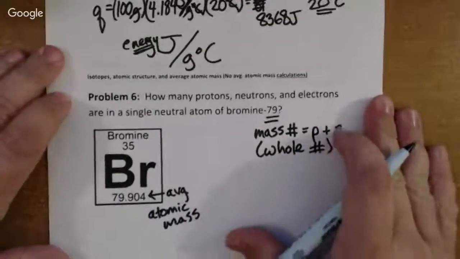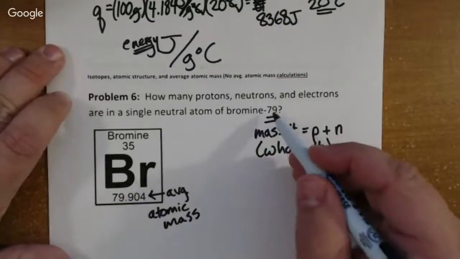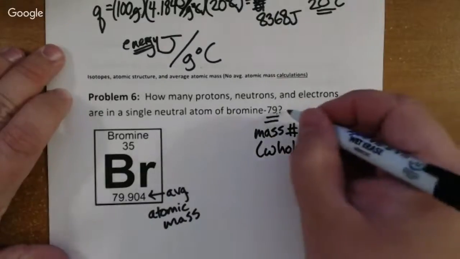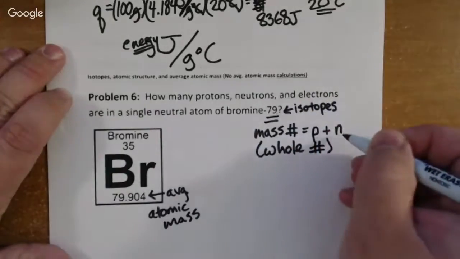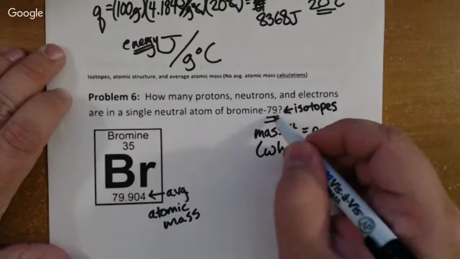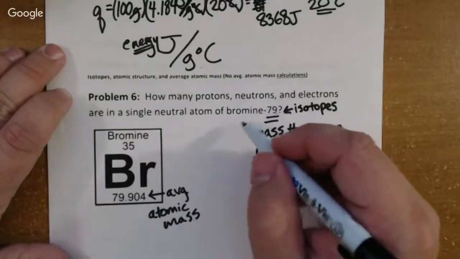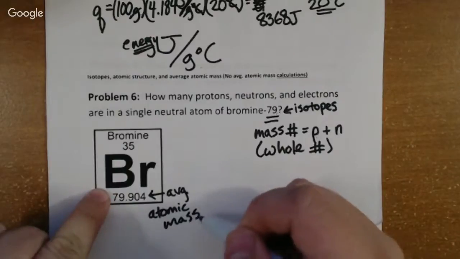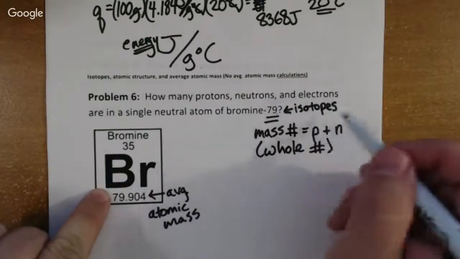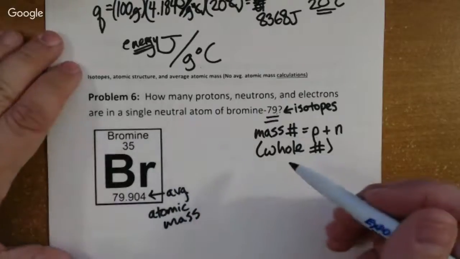Let's hop back up here for a minute. Bromine 79 is just one flavor of bromine. There's bromine 81. There are different isotopes of bromine, different mass numbers. If we take all the different types of bromine and we average their masses, that's where we get the average atomic mass. It's a weighted atomic average of all the different isotopes that gives us an idea of what your average bromine atom is going to weigh. So let's get back to the problem here.